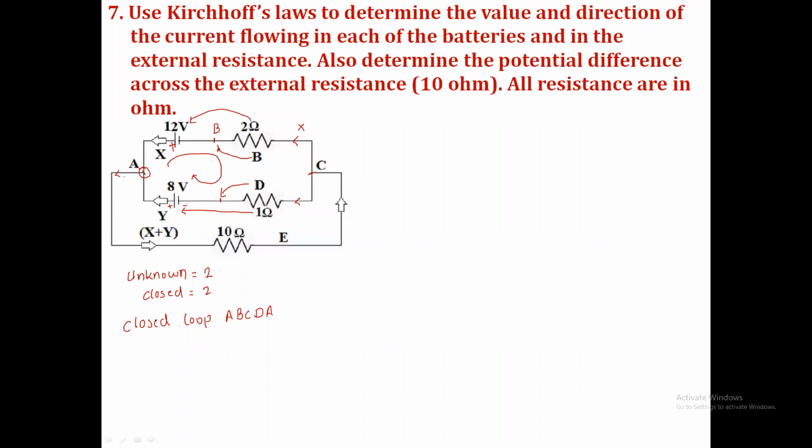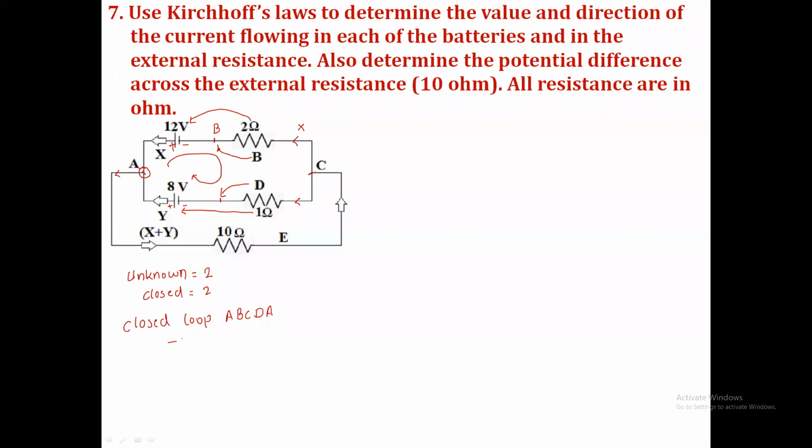When I move in the clockwise direction, should I move from point A to point B or A to point D? A to B. So our journey starts from point A. Between A and B, the 12-volt battery is there. When we move from A to B, we are moving from positive to negative, so the outgoing sign is negative. So I write the minus sign here.